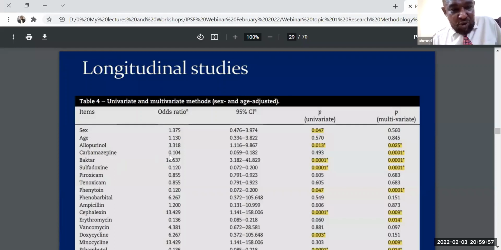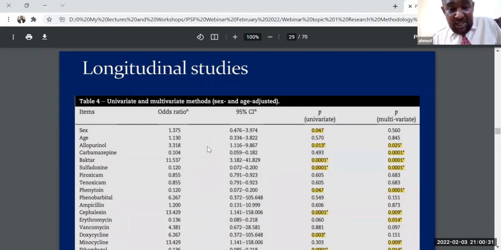Carbamazepine is 0.104. That means the risk is less. Patients who are using carbamazepine are less likely to develop the outcome, while allopurinol users are more likely to develop the outcome, three times more likely, having a 3-fold risk of developing the outcome. And they also have, of course, the 95% confidence interval.